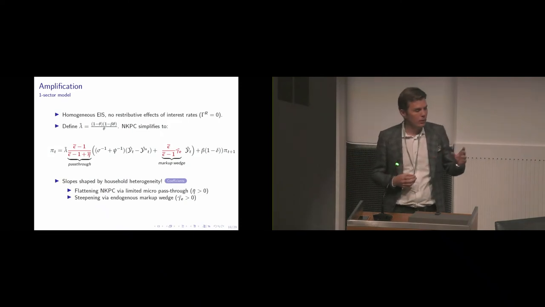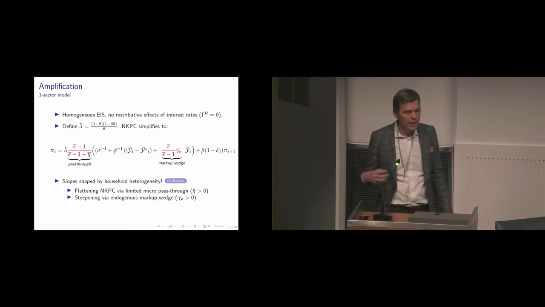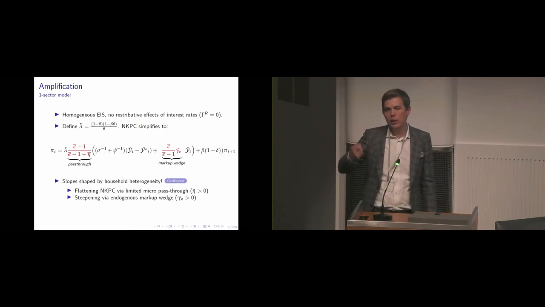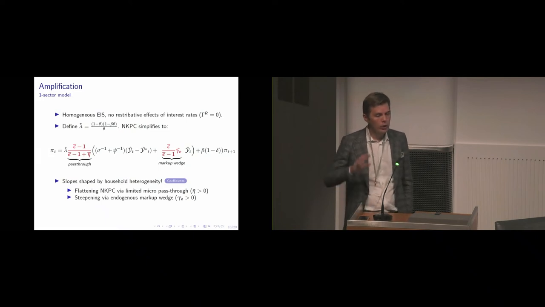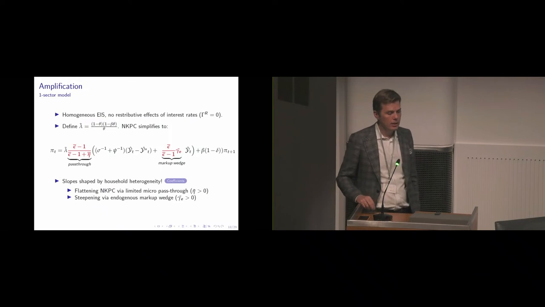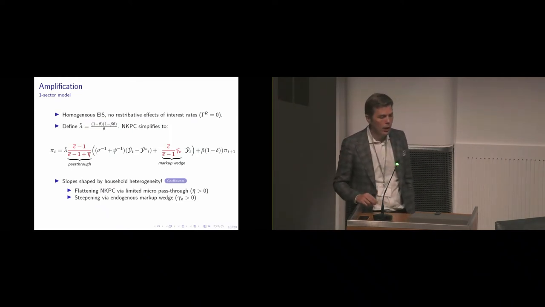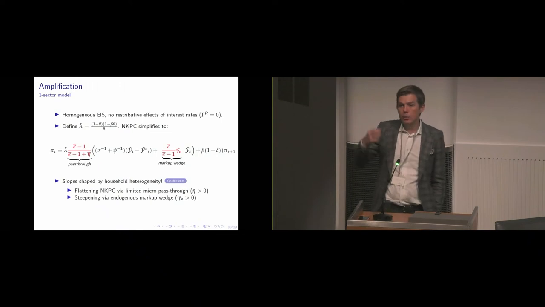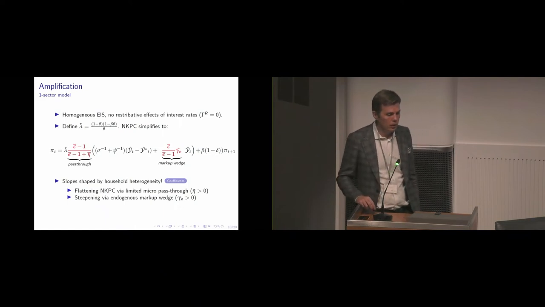On the one hand, from this first term, we typically would get, under reasonable parameterizations, a flattening of the Phillips curve, because there's now limited pass-through of marginal costs to prices. On the other hand, this wedge increases the slope of the Phillips curve, at least with respect to output, because if we go into a recession, people cut their expenditures, demand elasticities go down, so markups go down as well.